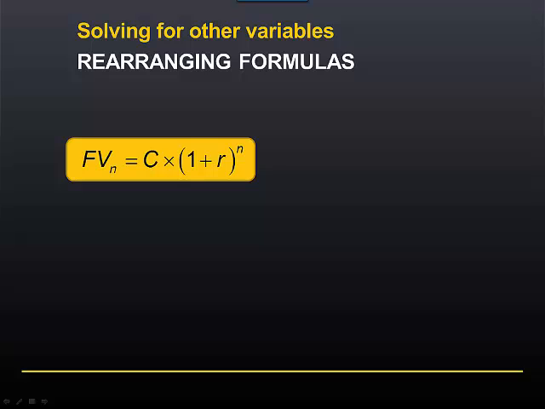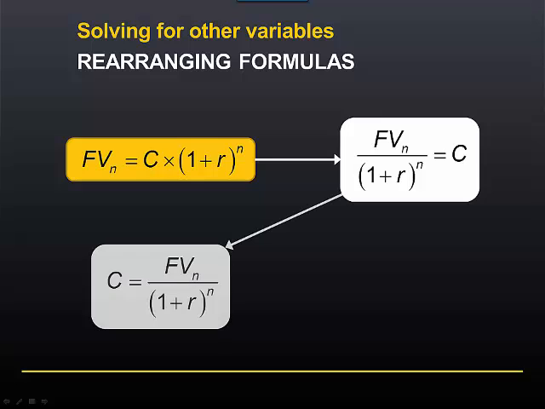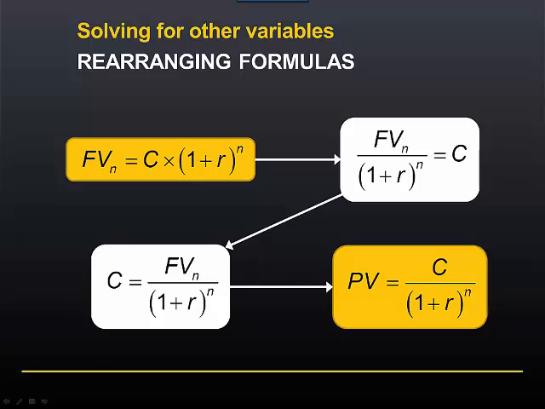This is the formula for the future value of a single cash flow. We can divide both sides of the equation by 1 plus r to the power of n. Then we reverse the two halves of the equation. The final step is to change some of the variables in the equation. The future value becomes a single cash flow, and what we have derived is the formula for the present value of a single cash flow.